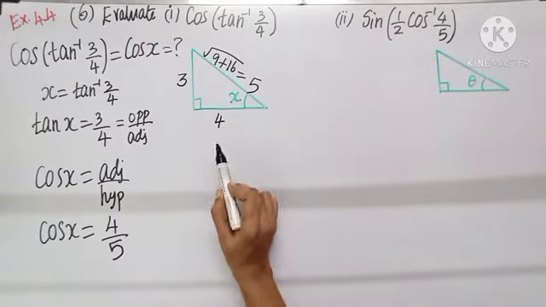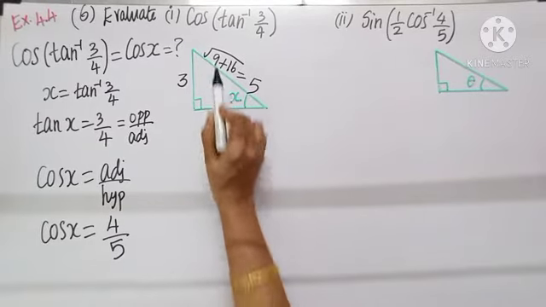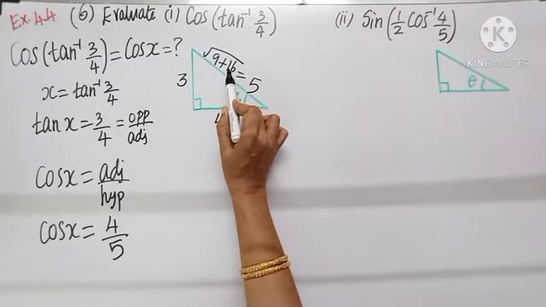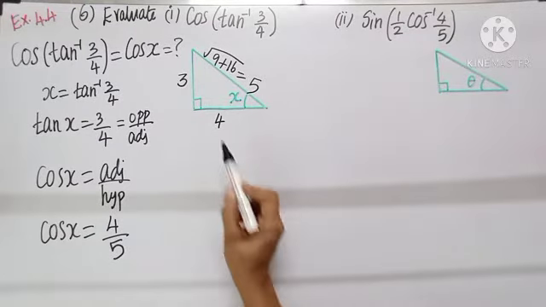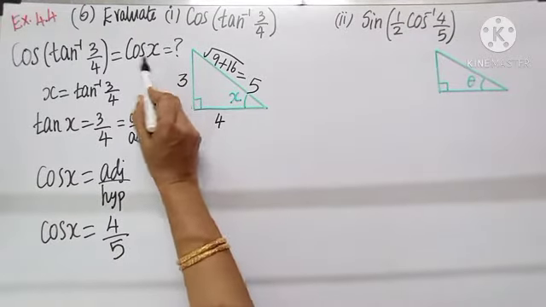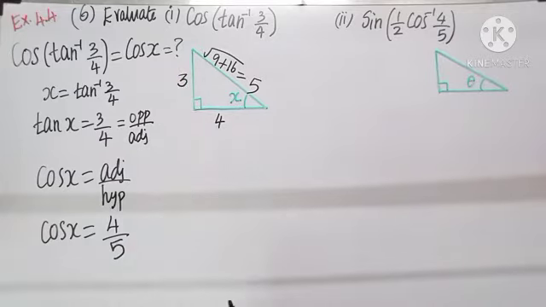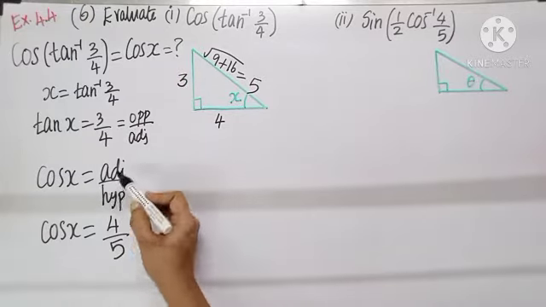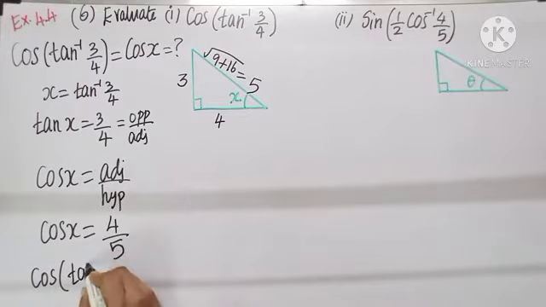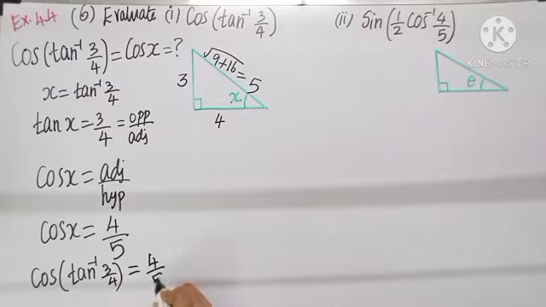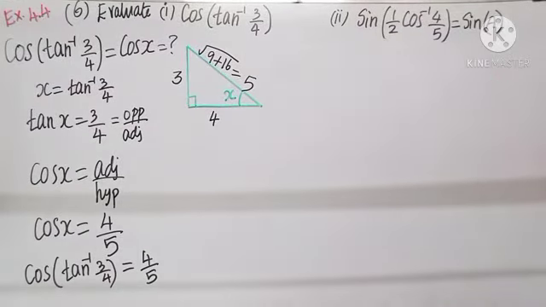Find out the hypotenuse. Square plus square. So 9 plus 16, 25. The square root is 5. Once I know the 3 sides, back to the question. I want to find cos x. What is cos x? Adjacent by hypotenuse. So my answer is cos of, what is x actually? Tan inverse 3 by 4, and it is 4 by 5.